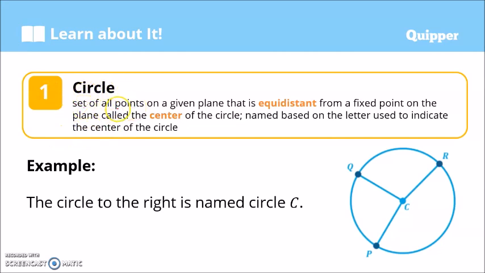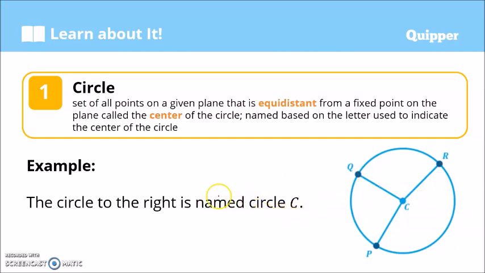A circle is a set of all points on a given plane that is equidistant from a fixed point. Equidistant from a fixed point on the plane called the center of the circle. And it is named based on the letter used to indicate the center of the circle. Example, we have here a circle. The center of this circle is point C. So this circle is named circle C.